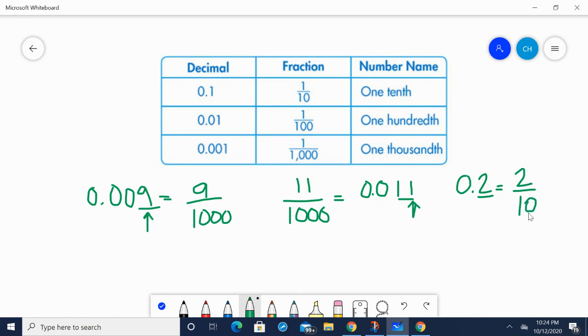Okay, those are some really good examples of changing my decimal form to my fraction form and being able to read that word as a number.